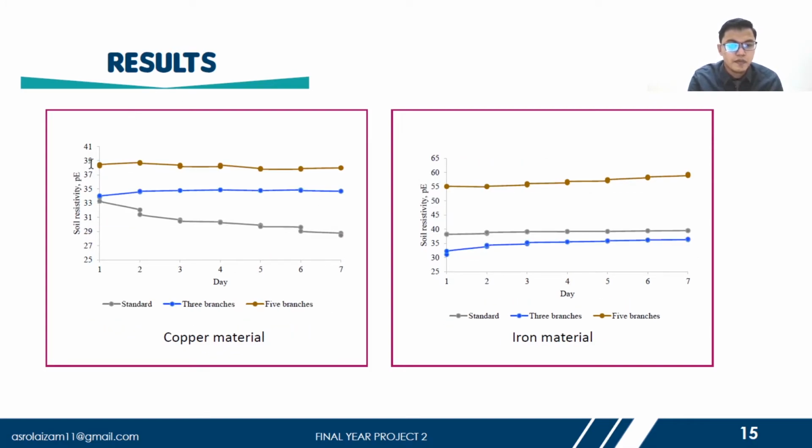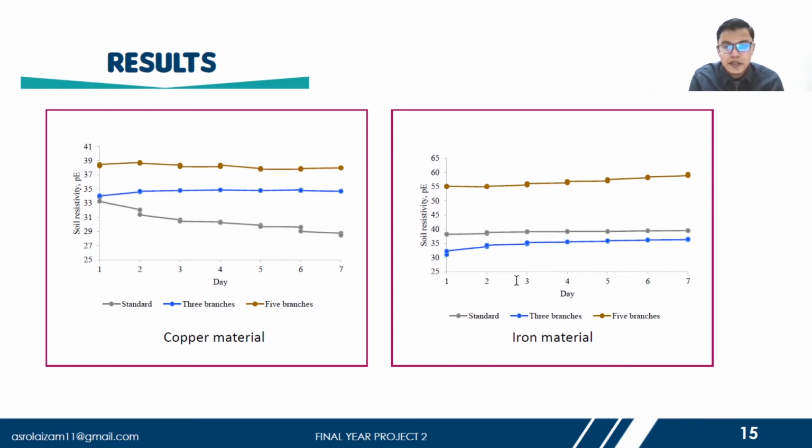And we move on to the copper material. We compare all three types of road, which are the standard, 3 branch and 5 branch. The standard copper road is better. We have a decrease, but the other branches also have a decrease, but the value of the standard road is lower than the other two.